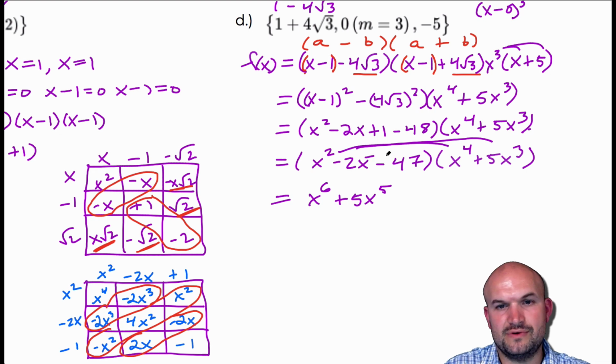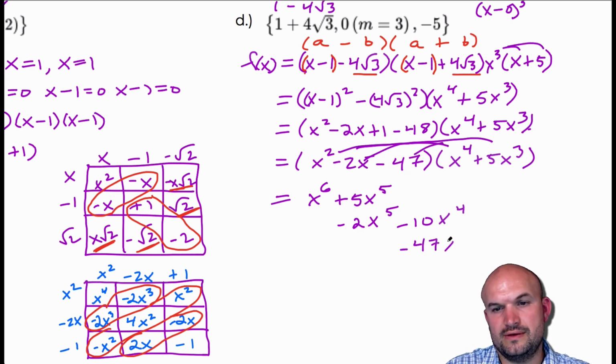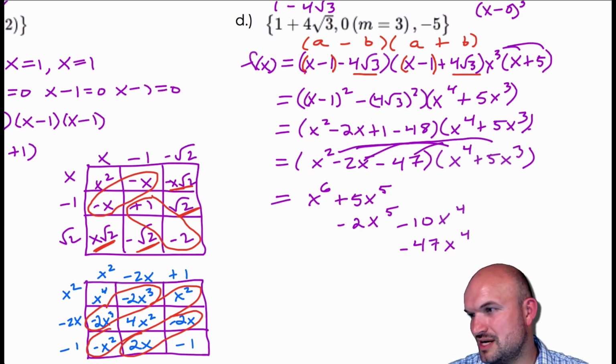Now let's do the negative 2x. So now I do negative 2x times x to the 4th, which is negative 2x to the 5th. And then negative 2x times 5x cubed is going to be a negative 10x to the 4th. All right, and then now I'll do my 47. So negative 47 times x to the 4th is negative 47x to the 4th. And then negative 47 times 5, I think I said was 135.